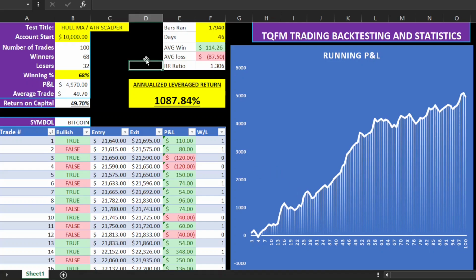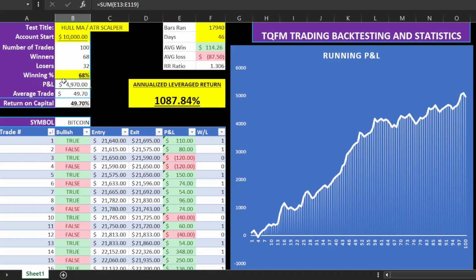So we set this up to have $10,000, so you could buy 2 bitcoins with 4x leverage, and that's about what we set up these trades for. So we kind of went up or down about $100 each time. We took 100 trades. We won 68 of them. We lost 32 of them for a 68% winning percentage.